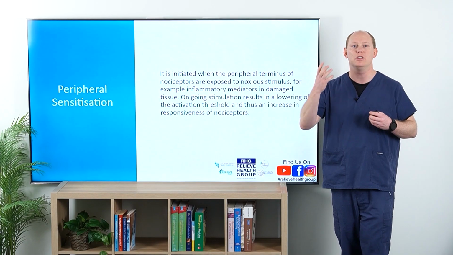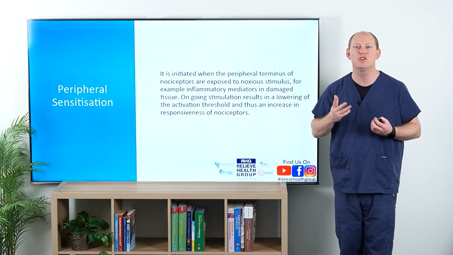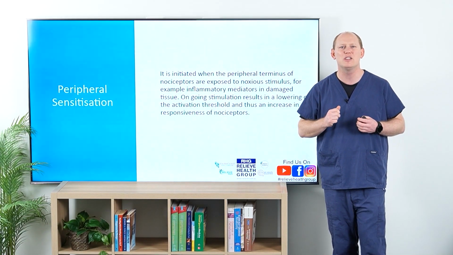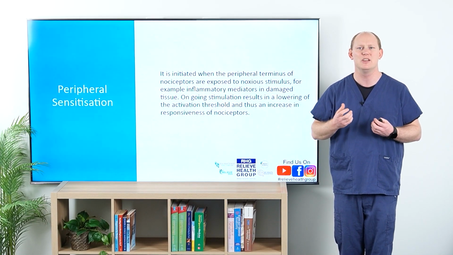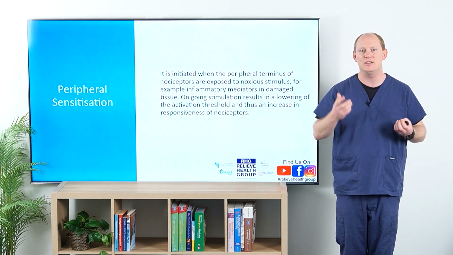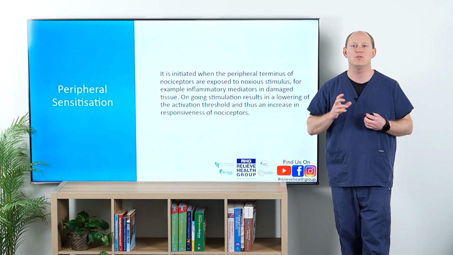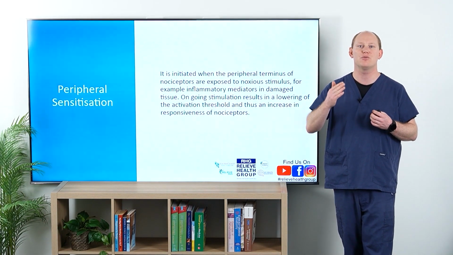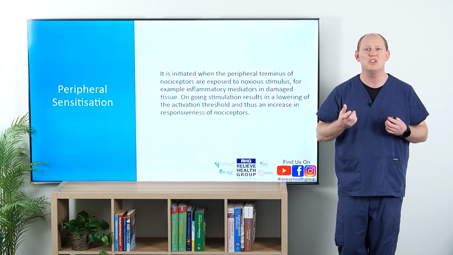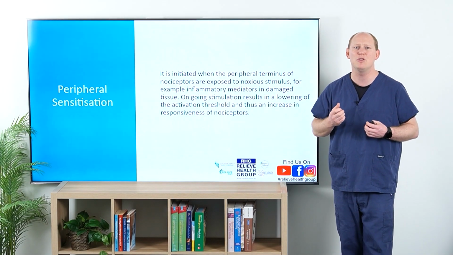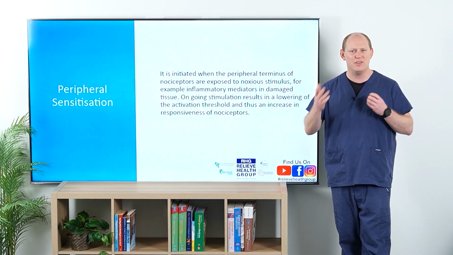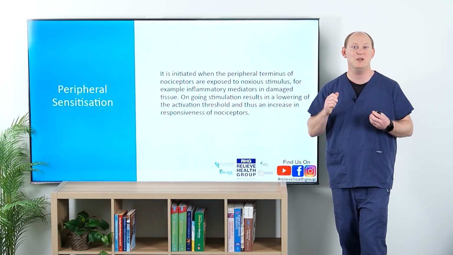But how does it work? So it's initiated when the peripheral terminus of the nociceptors are exposed to that noxious stimulus. For example, inflammatory mediators, as I mentioned, in damaged tissue. Ongoing stimulation results in a lowering of the activation threshold of those action potentials and thus an increase in the responsiveness of nociceptors. Now, this can be summarized into about 4 aspects.